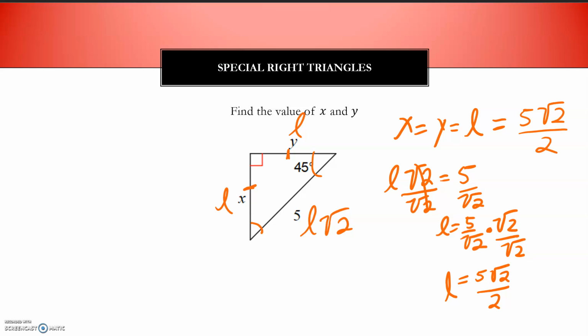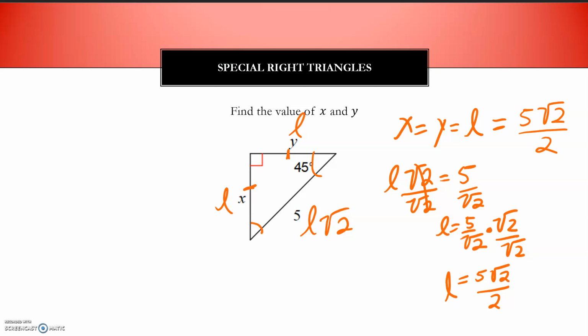Now, again, this is the hardest it's going to get for 45, 45, 90. But again, you have those formulas. You have to remember them. You have to use them. Okay, so again, my tip is, as soon as you see 45, 45, 90, label the two legs as L and the hypotenuse as L root 2, and then go from there.